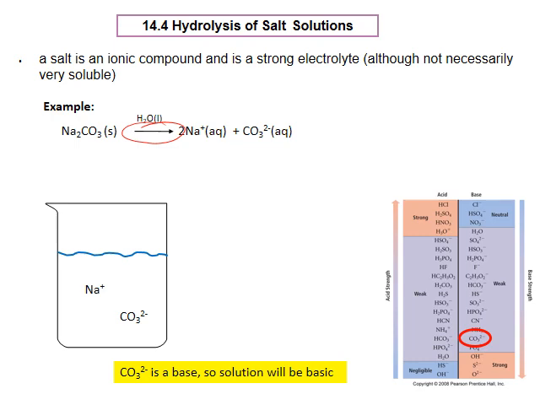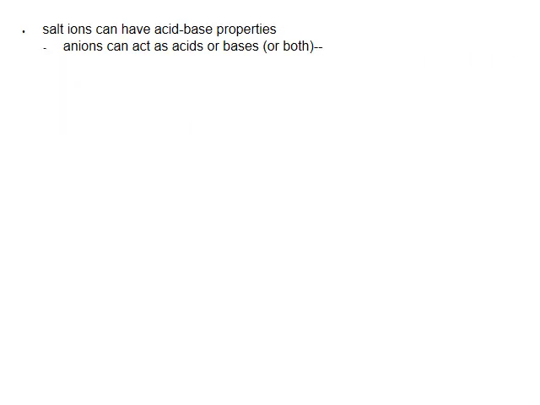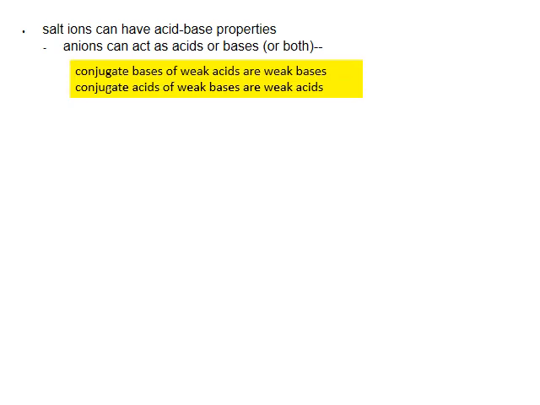When looking at a salt solution, you need to be able to determine what kinds of ions will act as acids and what kinds of ions will act as bases. Salts are made up of anions, negative ions, and cations, positive ions. Some anions act as bases, some act as acids, and some can do both. The conjugate bases of weak acids are weak bases. The conjugate acids of weak bases are weak acids.